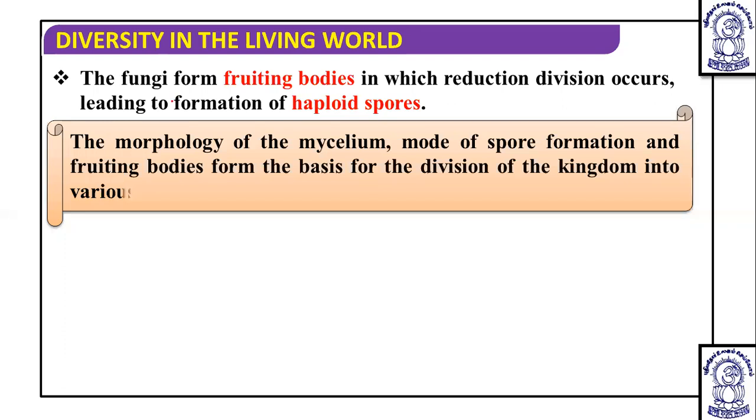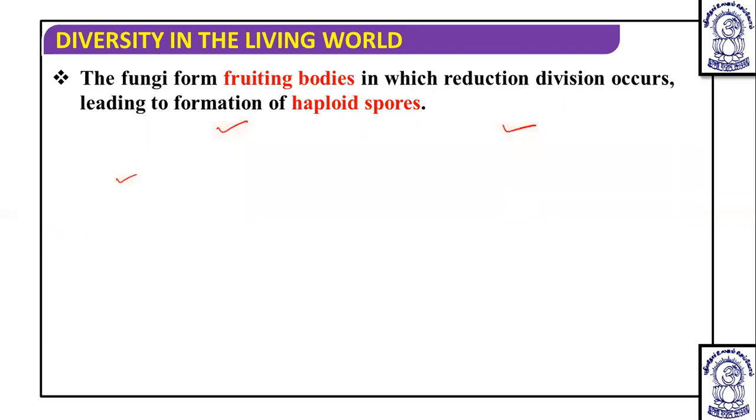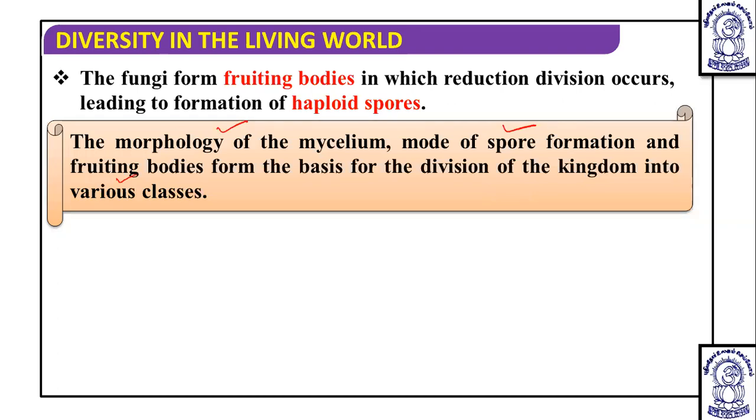of mycelium, then the mode of spore formation, and fruiting body formation form the basis of division of this kingdom into various groups, various classes. So there are these three important bases that you should remember. That is the structure of mycelium, morphology of mycelium. Second is mode of spore formation, and third one is the mode of fruiting body formation.